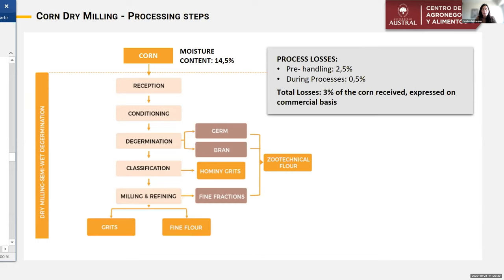That is the most popular system worldwide and the type of industrial refining that was assessed. So corn is conditioned in water to hydrate the pericarp, the germ, and the endosperm. After a series of milling steps, the three components are separated, meaning endosperm, pericarp, and the germ. This milling requires kernels with a very hard endosperm to get the proper size fractions required for the different uses.